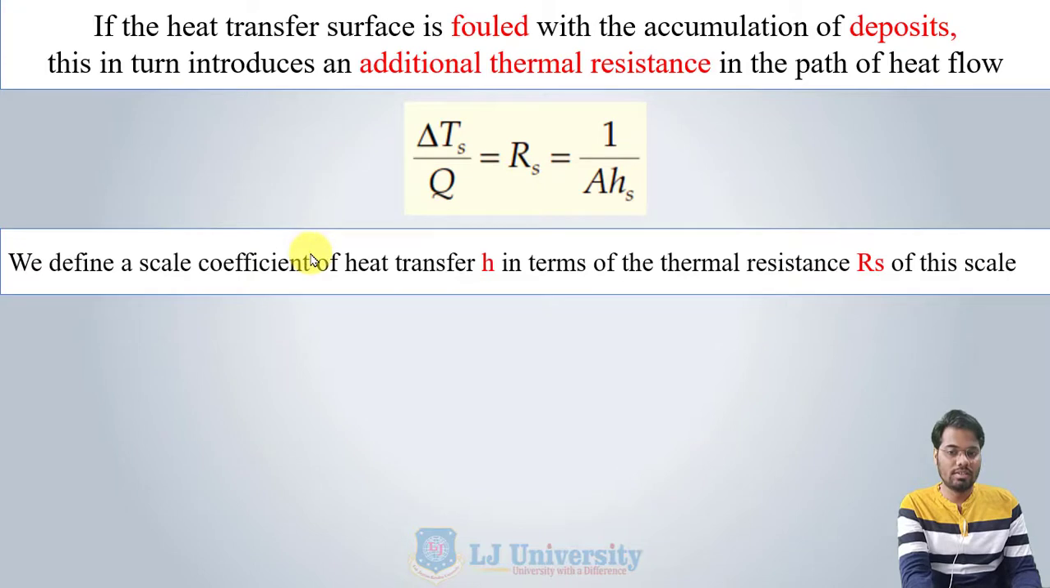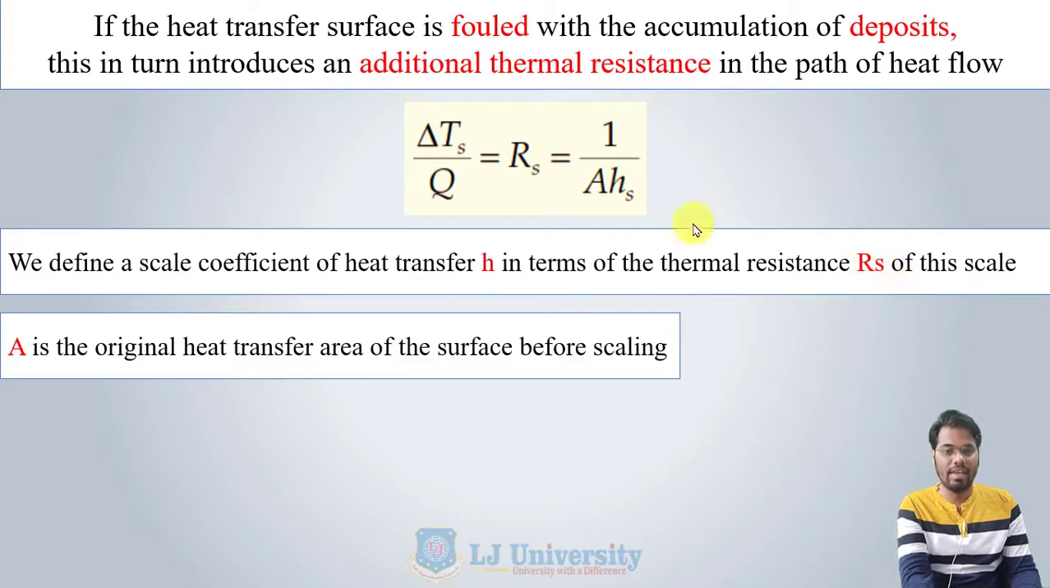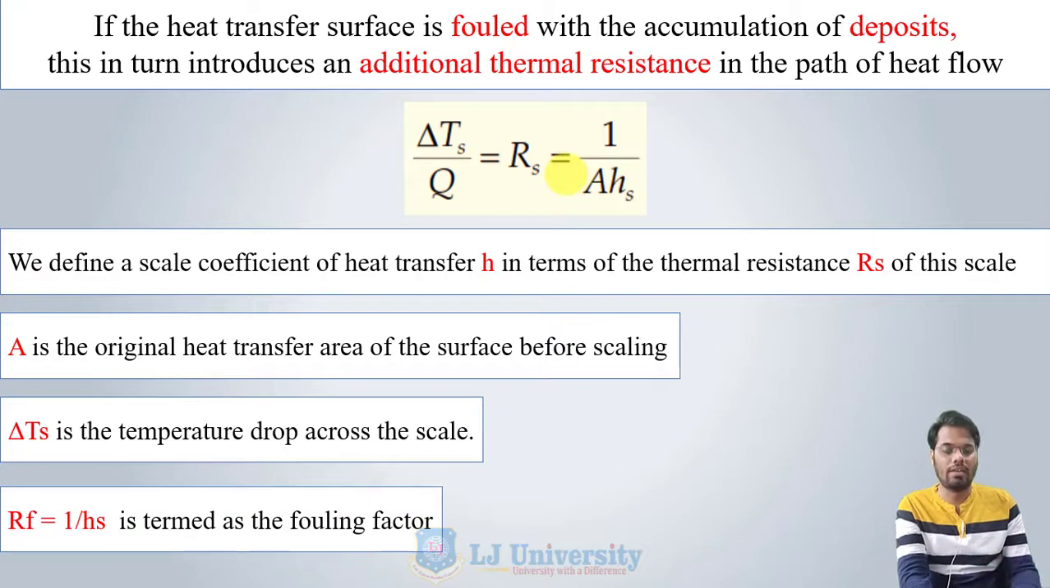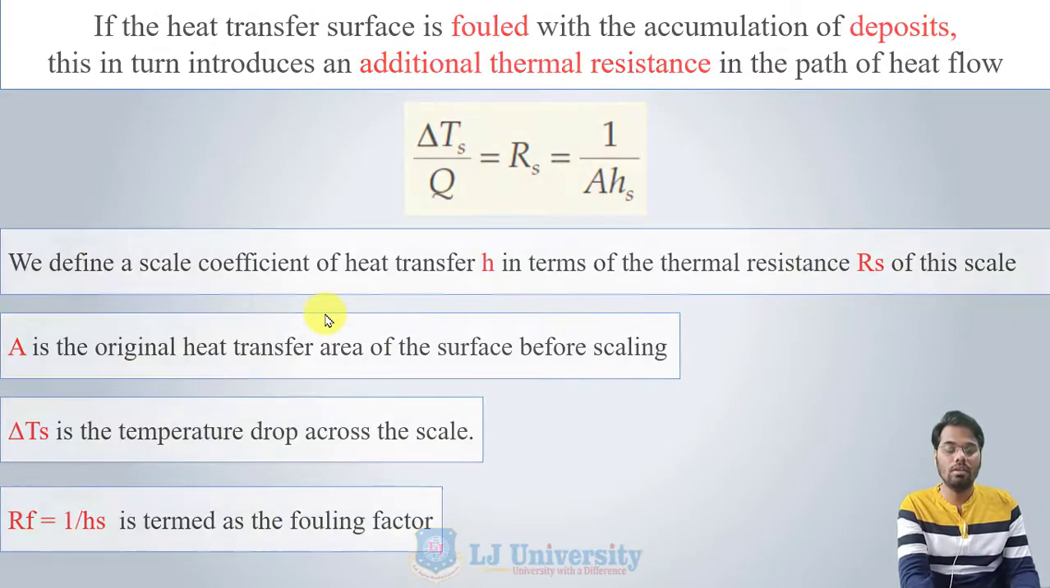So we define the scale coefficient of heat transfer, HS, in terms of the thermal resistance RS of this scale, where A is the original area of heat transfer available before the scaling, delta TS is the temperature drop across the scale, and RF, or we can say RS, which is 1 upon HS, is termed the fouling factor. This is the fouling factor, 1 upon HS.